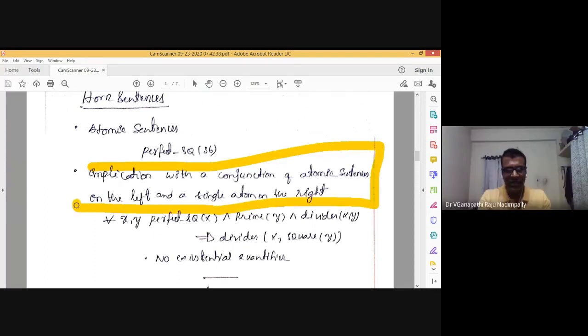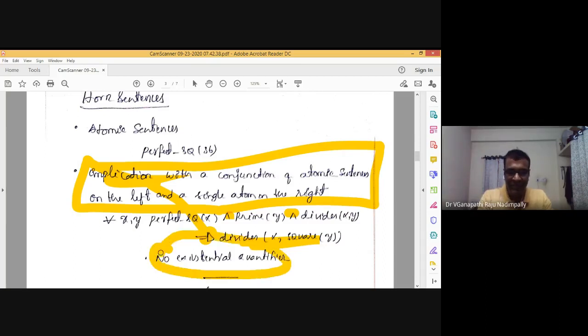The thumb rule is implication. You have conjunctions between atomic sentences on the left side, and on the right side you should have only one sentence. The basic rule is that Horn sentences cannot have an existential quantifier, but they can have the for-all symbol. Okay, now if it is okay, I will move on.